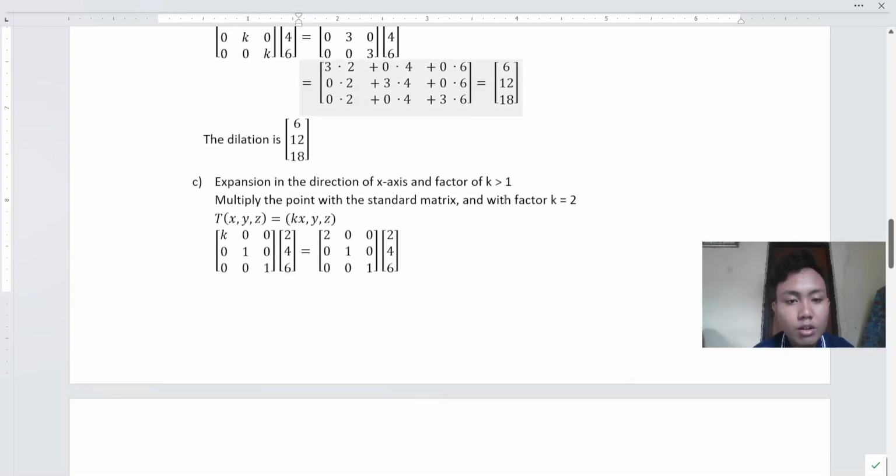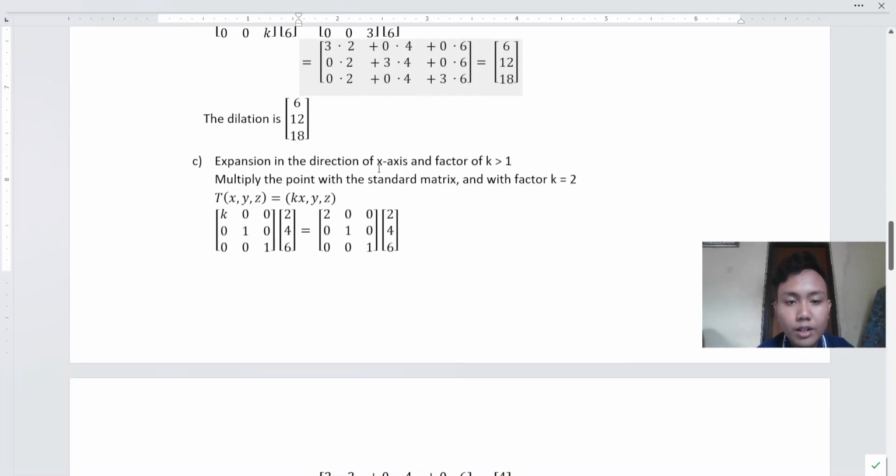Next is the expansion in the direction of the x-axis, and the factor of k is more than 1. So for example, we use the factor k equal to 2, and we multiply the point with the standard matrix. Because we must find the expansion in the direction of the x-axis, we use the factor k on the x here. The other ones will be 1. So we can replace the k with 2. So here's the standard matrix.